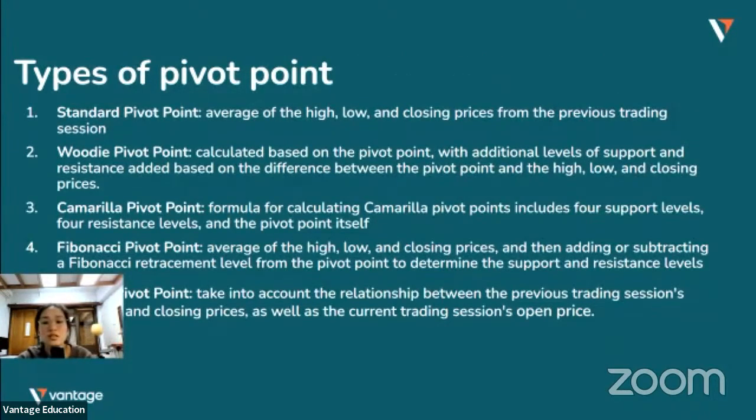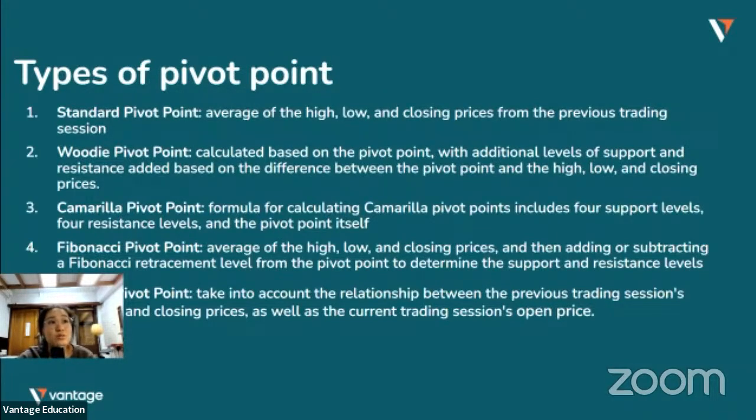Okay. So let's move on to the different types of pivot point strategies. I've included the main differences between each of them, but we'll also go through in depth the pros and cons of the different strategies in the next few slides. So firstly, we have the standard pivot point. This method involves using a simple calculation to determine the pivot point. That would be the average of the high, low, and closing prices from the previous trading session. The support and resistance levels are then calculated based on the pivot point.